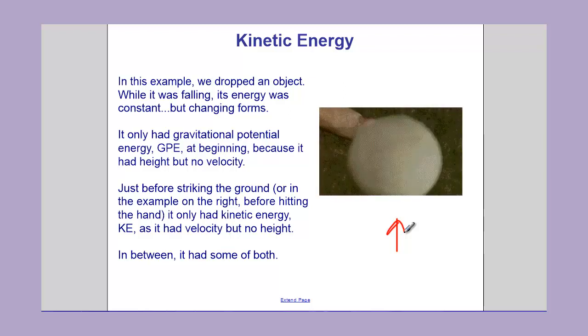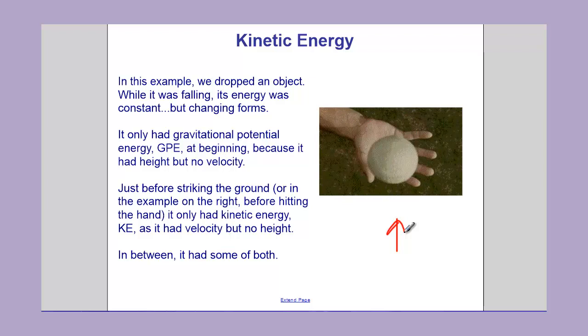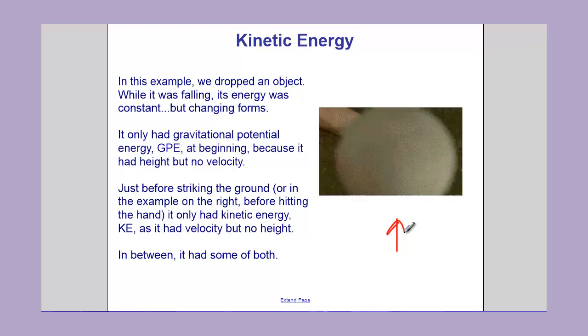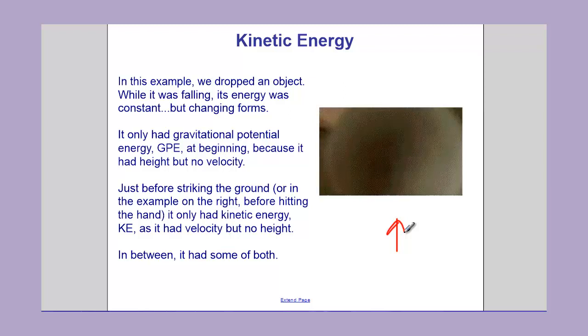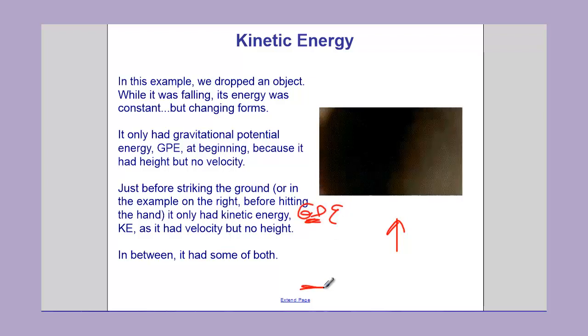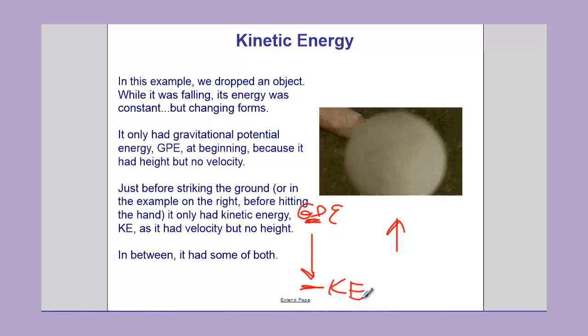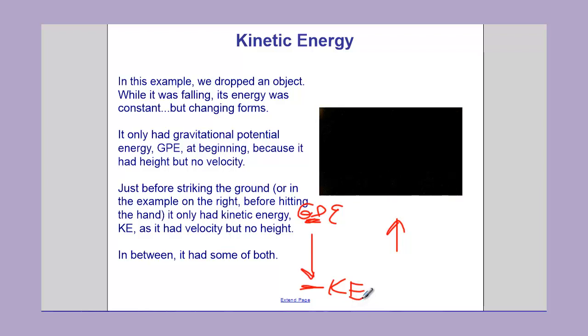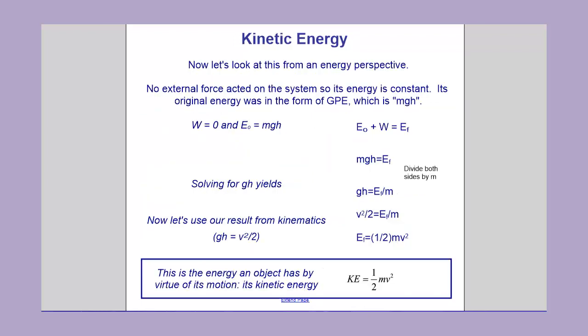Then, just before striking the ground, or in the example on the right, before hitting the hand, it only had kinetic energy, as it had velocity but no height. So now it hit the bottom, our height was 0, but it was moving. It had velocity. In between, it had some of both. So at the starting point, it had just GPE. Then it made its way down here, and it had kinetic energy because it was moving. So as it went down, GPE became less and kinetic energy became more.